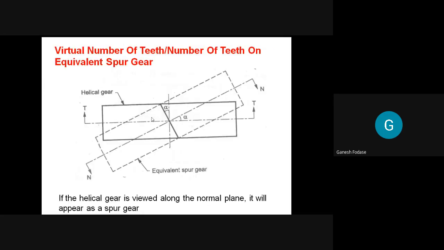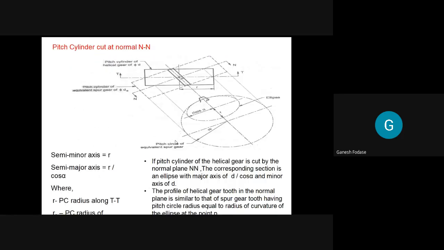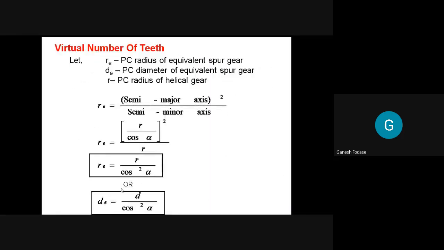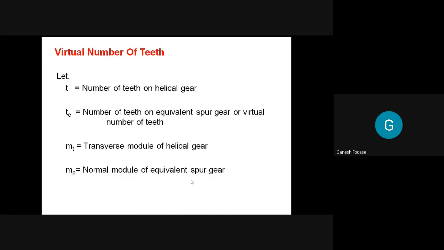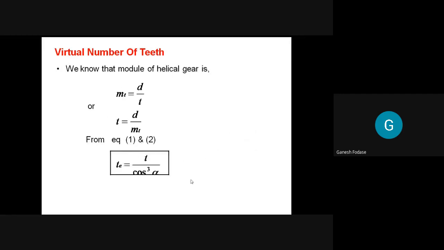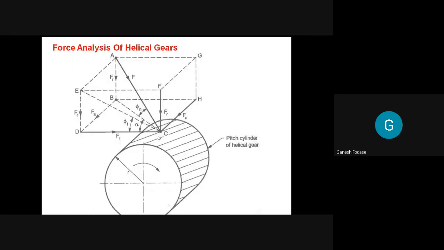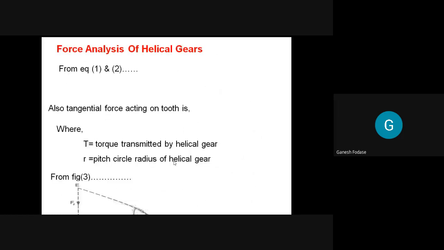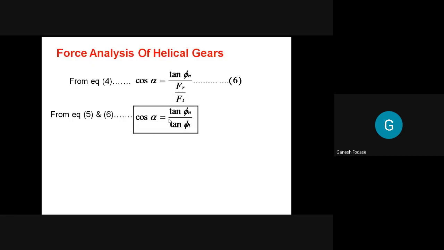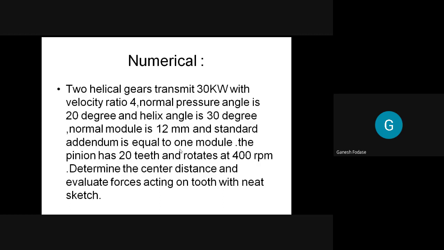Then the concept of virtual number of teeth, or the number of teeth on an equivalent spur gear, and how it is obtained, and the relations between T and T', that is T' is equal to T upon cos cube alpha, and D and D', that is D' is equal to D upon cos square alpha. And finally, the force analysis of a helical gear, which involves three forces Fr, Ft, and Fa, and the relations between them. Also, we saw the expression that cos alpha is equal to tan phi n upon tan phi t. So this is all about helical gear.